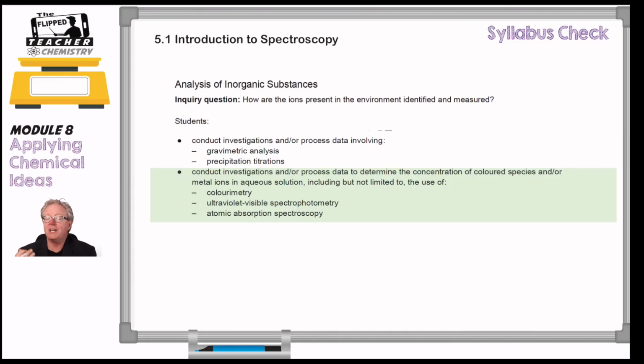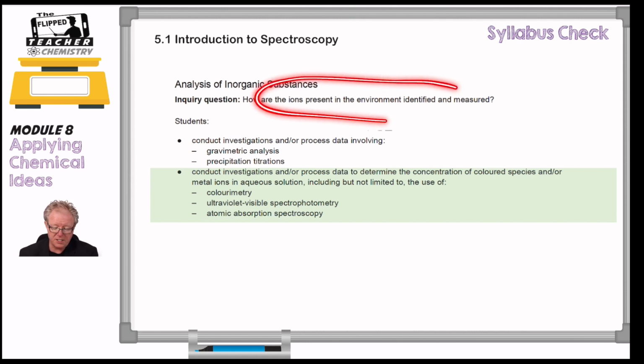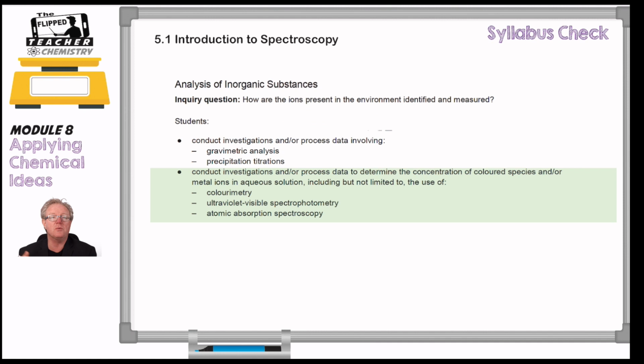All right, welcome back guys, and we're going to continue our exploration into identifying ions in solution, which is this whole thing about how do we identify ions in the environment. So with the New South Wales syllabus, this is what we're looking at, but of course all these concepts are similar throughout the universe, so it doesn't matter where you're from, you can still learn them.